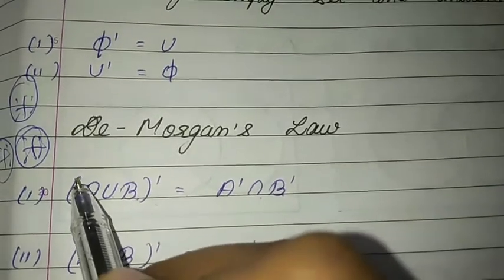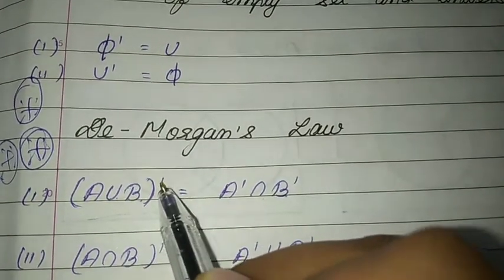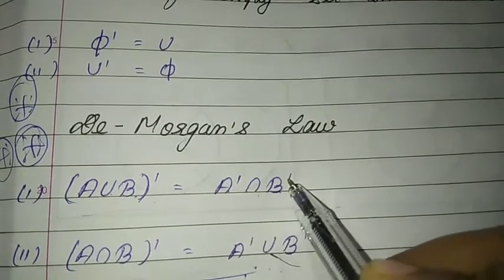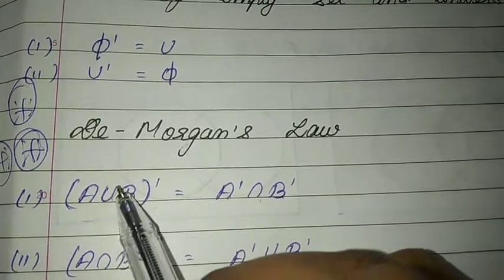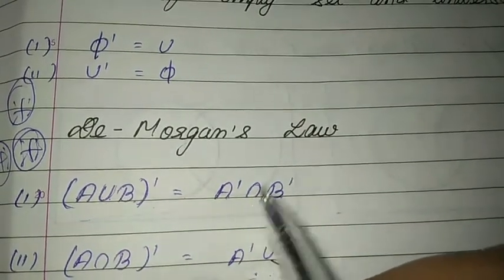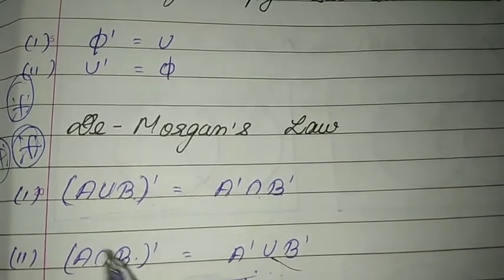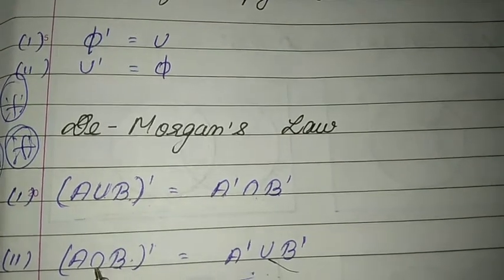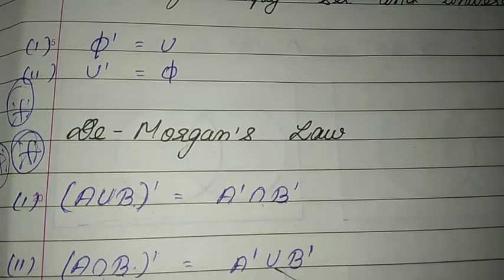See, first we have the complement for the whole set, then for the separate sets, that is A dash and B dash. So here if we have union, here we will have intersection. Next, A intersection B the whole dash means separately we have A dash and B dash, and where it was intersection, here it will be union.